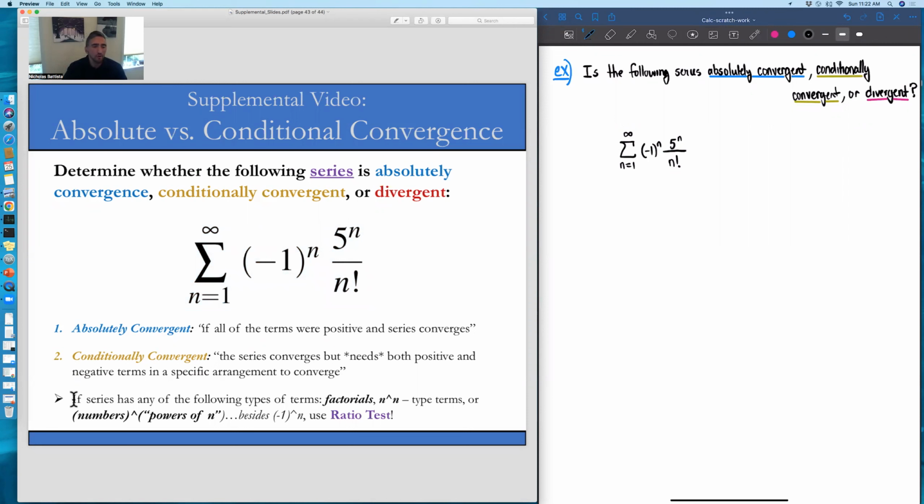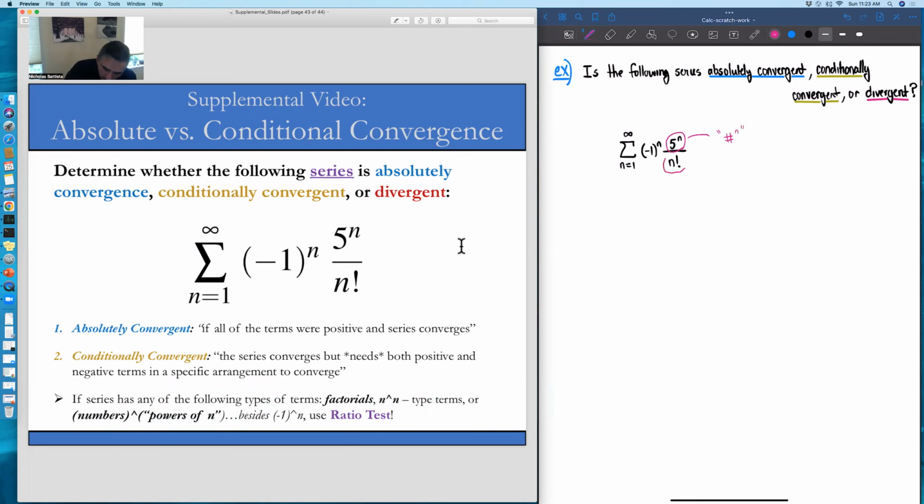So we like looking for whether we can use the ratio test first. And the first thing we do is ask, does the series function have any of the three types of functions that really indicate, hey, ratio test is useful here? In this case, we see our series function has a few of them. For example, this 5^n. Basically, this 5^n is a number raised to the power of n type term. So it's one of the things that says, you know what, we could use ratio test.